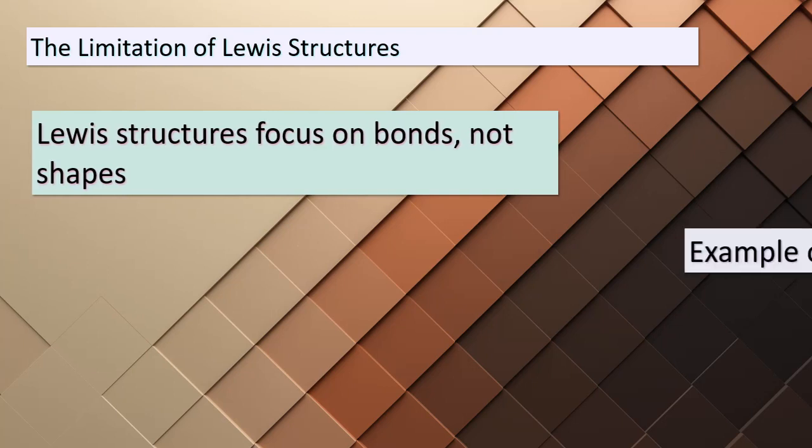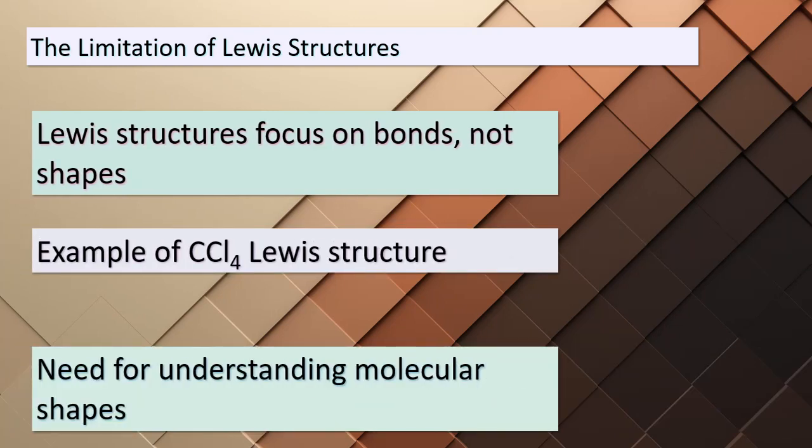Hello again, eager learners. As we delve deeper into molecular geometries, it's crucial to grasp the limitations of Lewis structures. While they offer information about the bonds within a molecule, they don't provide insights into the three-dimensional arrangement of atoms. Take the example of carbon tetrachloride, CCl4, we discussed earlier. The Lewis structure beautifully demonstrates the bonding between the carbon and chlorine atoms, but it doesn't clue us in on how these atoms are positioned in space.